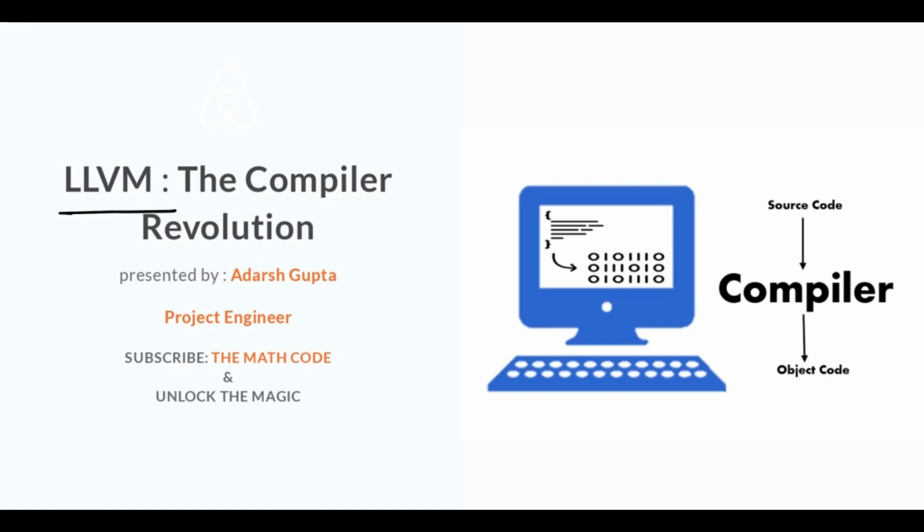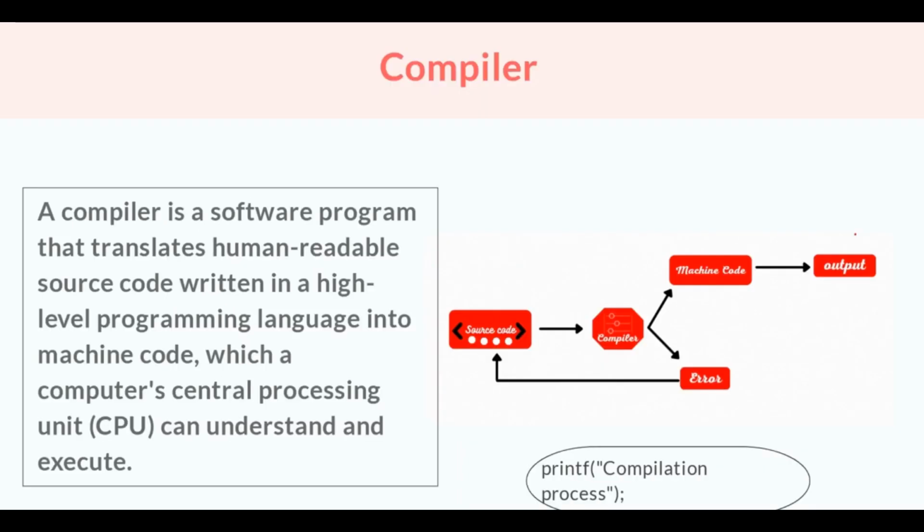So in the previous video we had discussed the GCC compiler. How do we compile our code? How do we run our code? With the help of GCC we discussed that in the previous video. But now we will do all those things with the help of LLVM. Okay, so let's start the video.